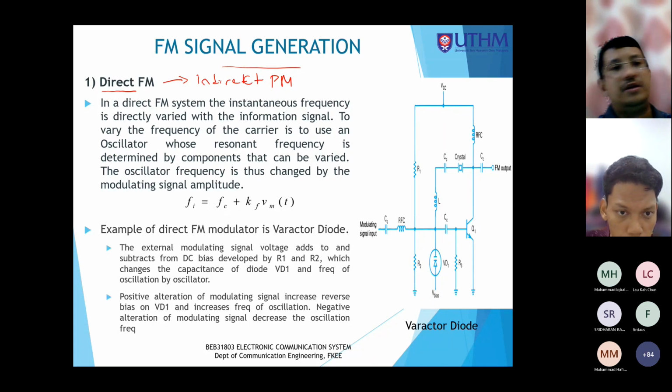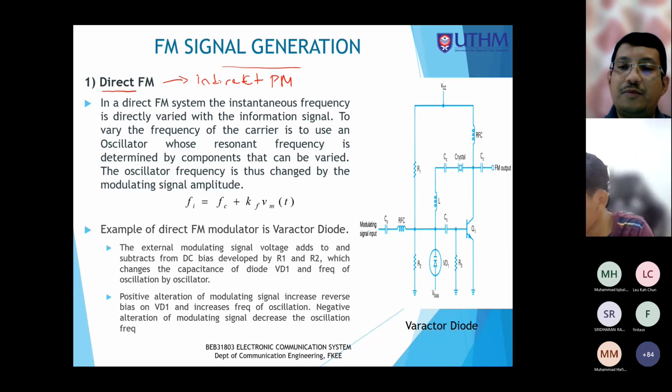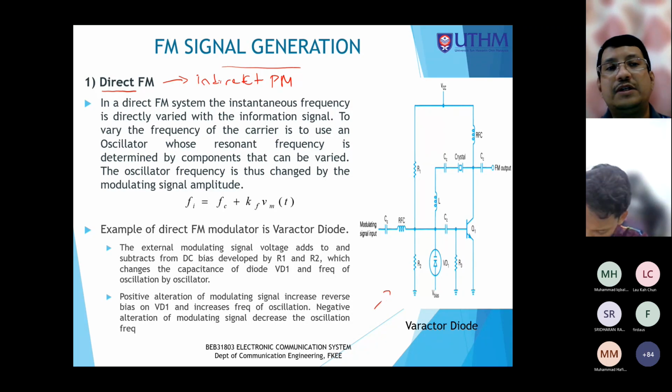Okay, so there are many types of direct FM modulator circuit in the market. In your lecture notes, we only include two types of direct FM modulator. The first one here is what we call the varactor diode. The picture on the right is one of the direct FM modulator circuits.